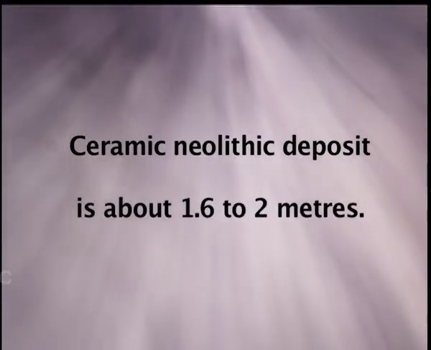Now, here we find again both the ceramic and the Aceramic periods, but the Aceramic occupation deposit is very, very thin. The ceramic Neolithic deposit is about 1.6 to 2 meter. 4 floor levels have been found from the ceramic Neolithic period, from which we can make out that there were houses of mud brick, and these mud brick houses also had a lot of material culture deposits. Now, the pottery is basically that typical of the early Neolithic pottery, dull red and grey ware.